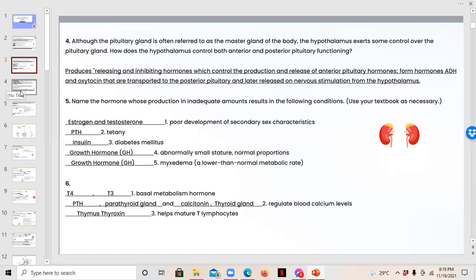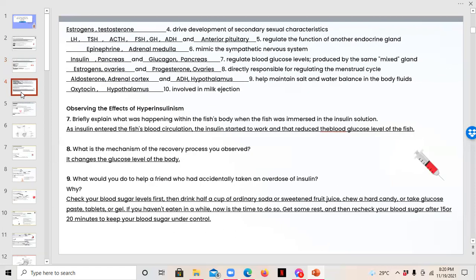Second is regulate blood calcium levels. The answer is PTH, parathyroid gland, and calcitonin, thyroid gland. Number three, it helps mature lymphocytes. The answer is thymus thyroxine. Next slide, please.